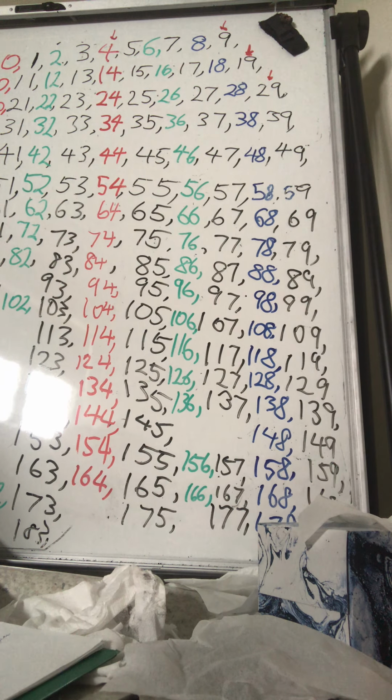13. 13, okay. Is 13 a multiple of 3? Is it in the 3 times table? Is it 3 times something? Yeah, I don't think so.